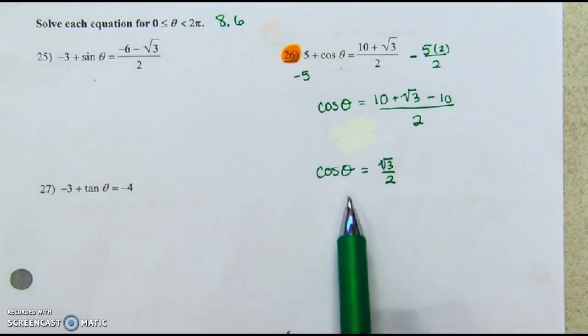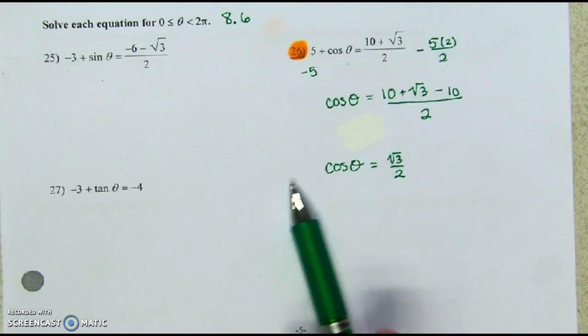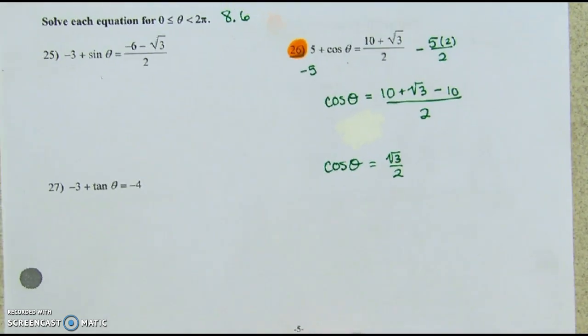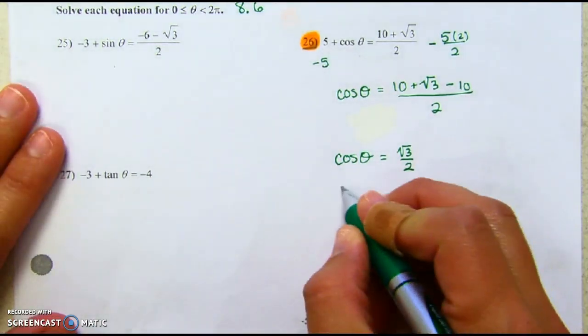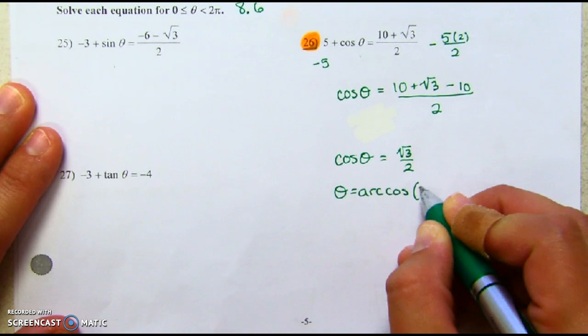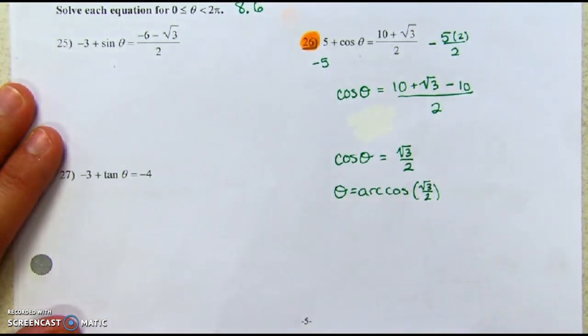Now what we're going to say is where on the unit circle is a cosine equal to square root of 3 over 2? Some of you guys can do that in your head, and that's pretty cool. Others, we need to create a mini unit circle. Let's be official here and write theta will equal the arc cosine. So the arc cosine is where is the cosine equal to that.